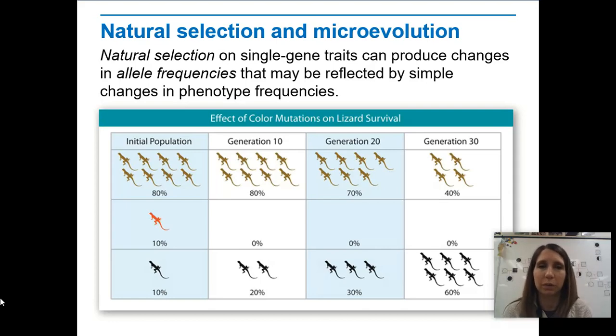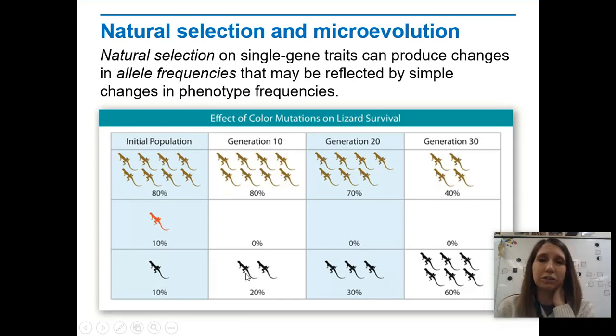So natural selection, like we had mentioned back in chapter 17, is focused on changing allele frequencies, changing populations over time, right? And so when we look at single gene traits, we can pretty easily track how those changes are occurring. So if we have an individual trait, like here we're looking at lizard survival and color, the initial population, you can see the majority were this tannish brownish color. And we had one individual out of 10, representing 10% of the population, that was this orangish color. And then again, an equivalent number of the darker phenotype, the darker trait.